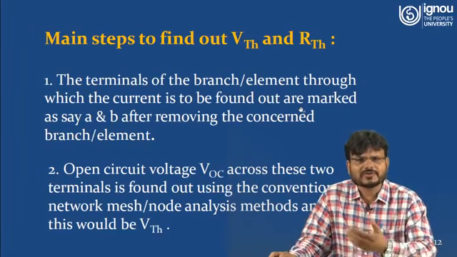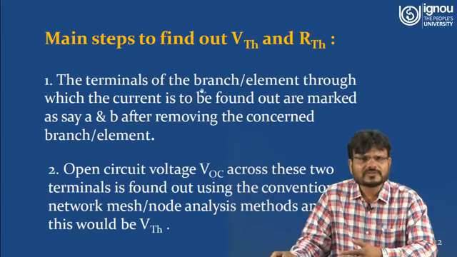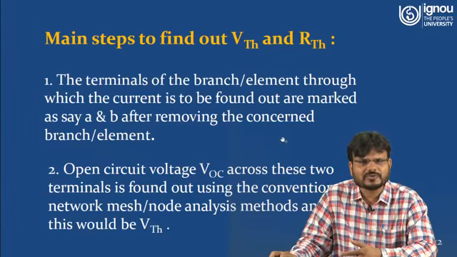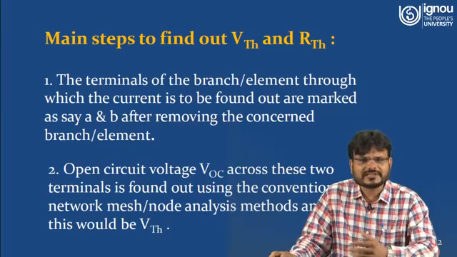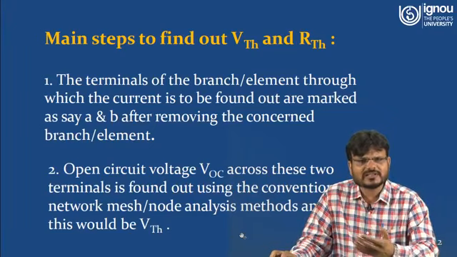So how can you calculate the VTH and RTH? There are different steps that you have to follow. So what is the first step? The terminals of the branch or element through which the current is to be found out are marked as, say, A and B, after removing the concerned branch or element. And what is the second step? The open circuit voltage VOC across these two terminals is found out using conventional network methods, by mesh analysis or by nodal analysis, or you can also apply KVL and KCL, then you can find the VTH.